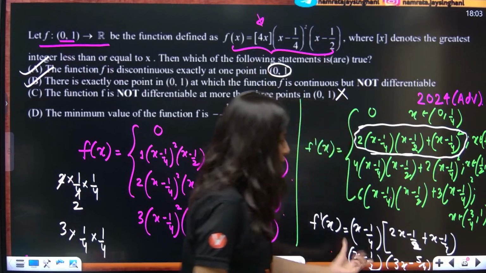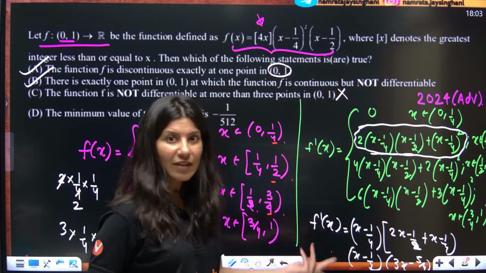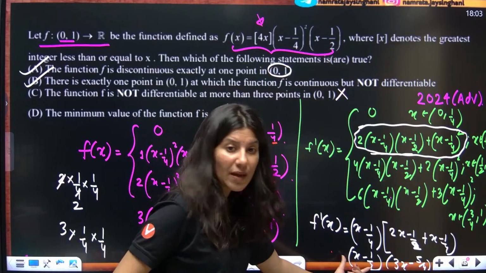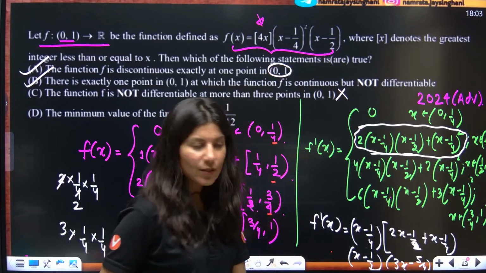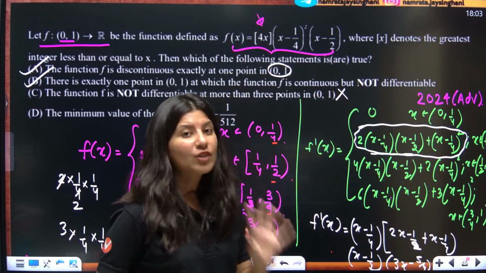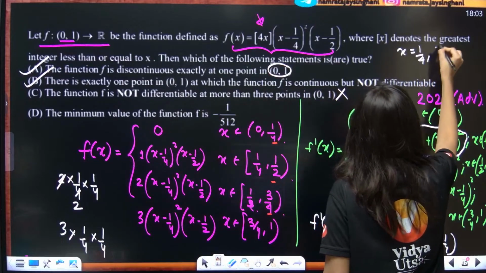So, x equals to 1 by 4 is 1 point. Okay, x equals to 1 by 4, f dash x, you are trying to make it 0, no? So, this is x minus 1 by 4. Correct? x equals to 1 by 4 you are getting, and x equals to 5 by 12 you are getting. You are getting 2 points, x equals to 1 by 4 and 5 by 12.